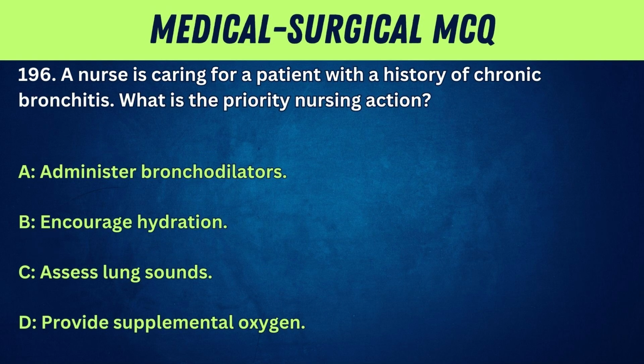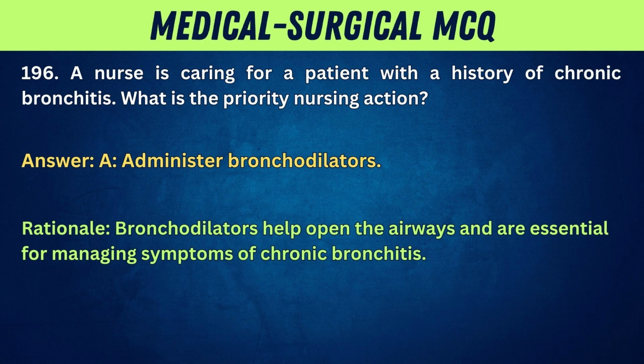196. A nurse is caring for a patient with a history of chronic bronchitis. What is the priority nursing action? A. Administer bronchodilators. B. Encourage hydration. C. Assess lung sounds. D. Provide supplemental oxygen.